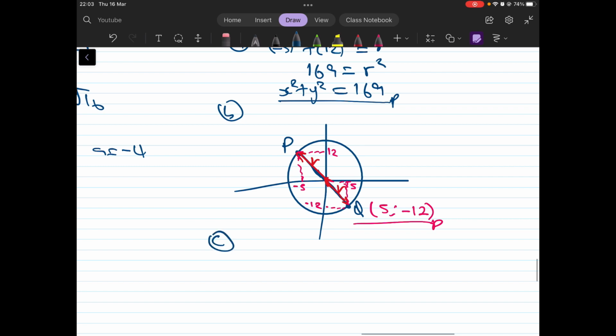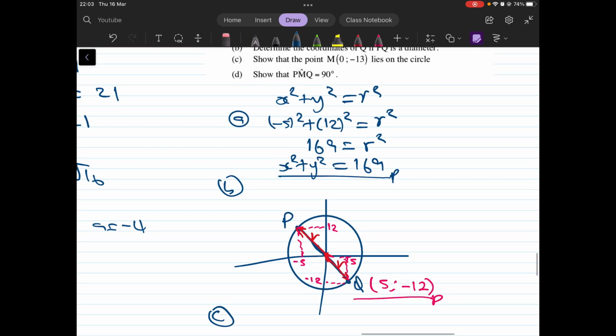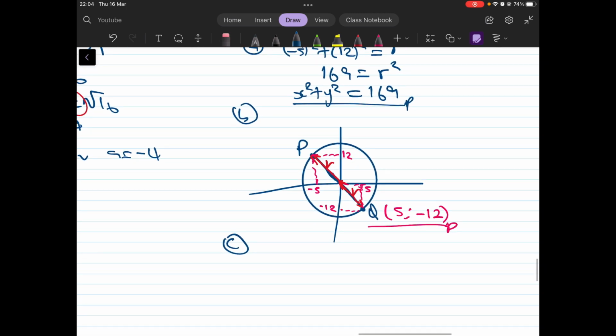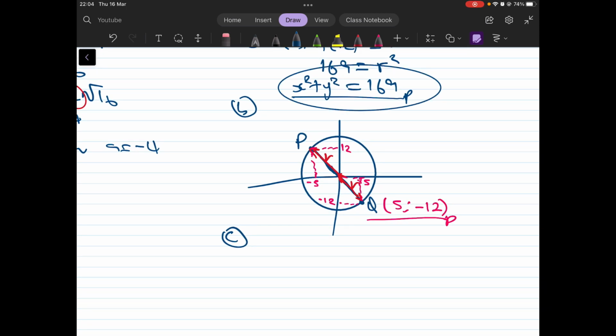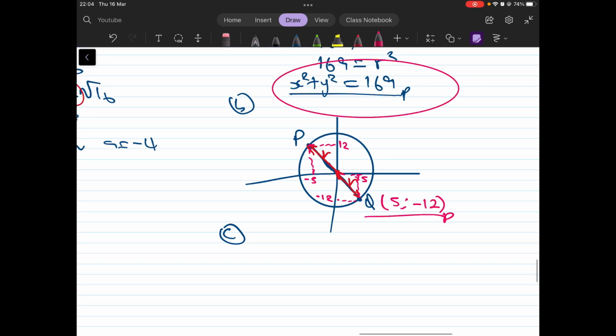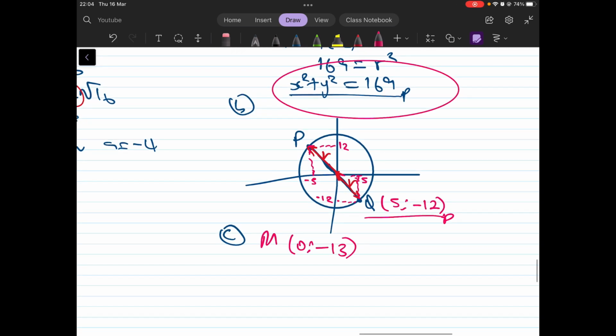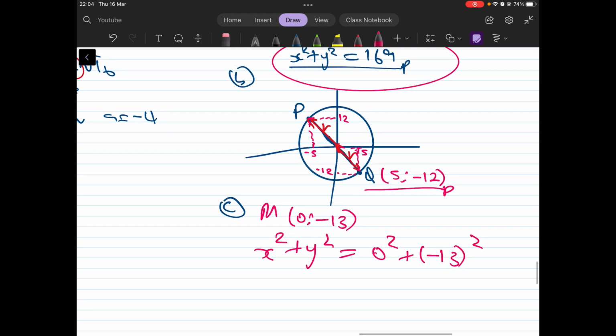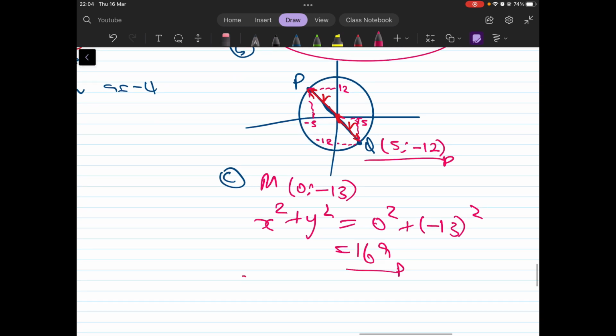And C, what is happening? Show that this point lies on the circle. If it lies on the circle, and we have the equation of the circle, which I hope you still remember is the equation of this very same circle, then if this point M of 0 and -13 lies on the circle, the left hand side will be equal to the right hand side, which is 169. So we're just going to substitute: x squared plus y squared is supposed to give us 169. This is the x value. So 0 squared plus -13 squared, is that 169? It is 169. Therefore M lies on the circle.